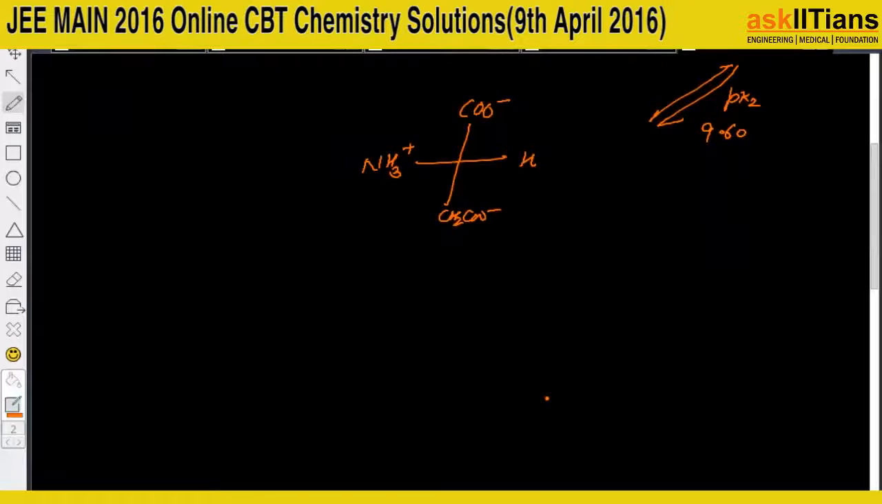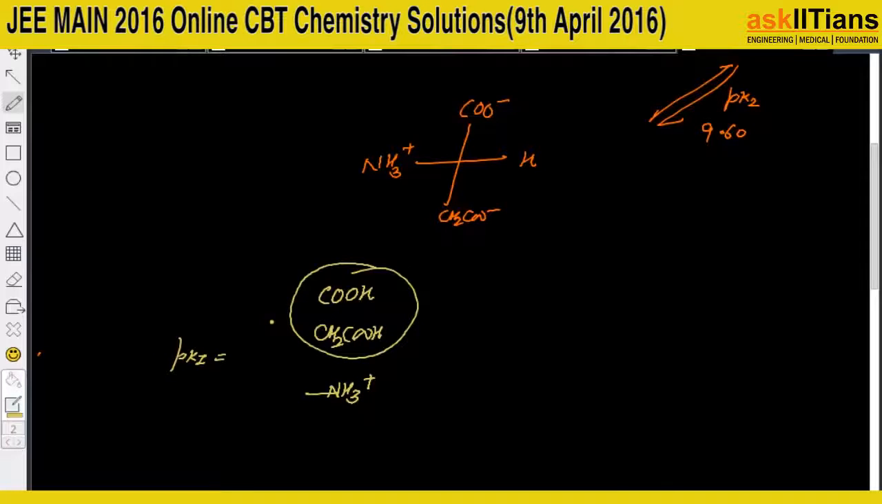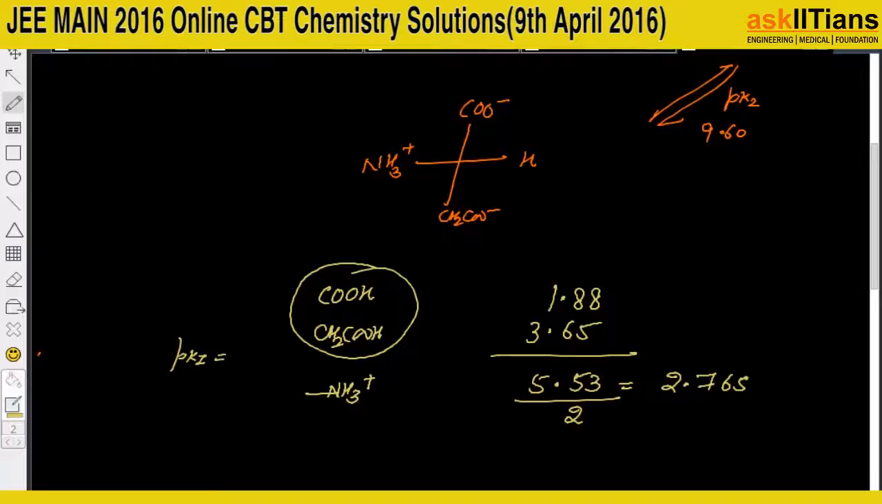Now students, whenever you have been asked to find out the pI value, we can very easily say that you have got 2 acidic groups, one is COOH and the other is CH2COOH, and the third is NH3 positive. That means we need to calculate the pI. You need to take the average of the 2 pK values of acids, which in this case comes out to be 1.88 plus 3.65, and the overall comes out to be 5.53 divided by 2, and it comes out to be 2.765, approximately can be written as 2.77.